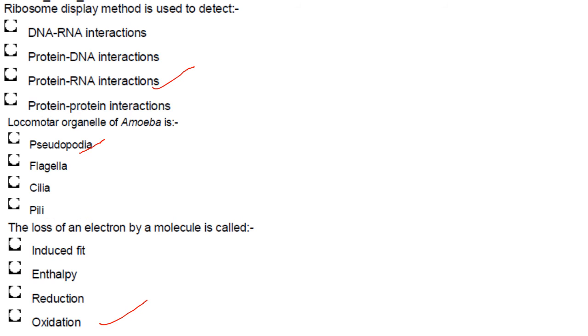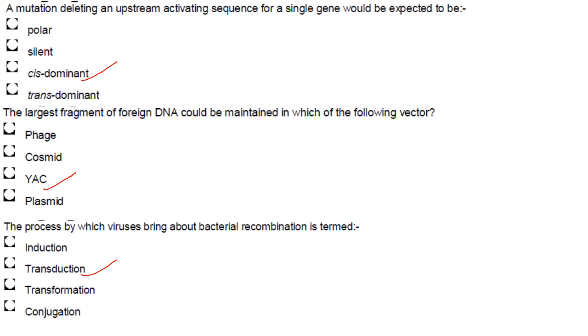Then locomotor organ of amoeba is pseudopodia. So answer is option A. The loss of an electron by a molecule is called oxidation. So answer is option D, oxidation. A mutation deleting an upstream activating sequence for a single gene would be expected to be cis-dominant. So answer is option C.